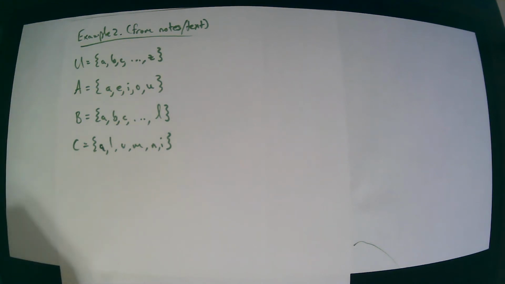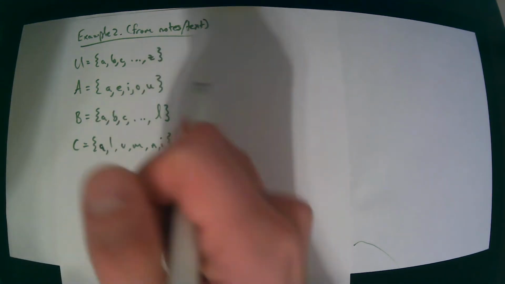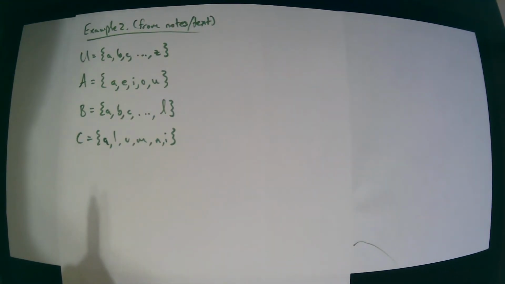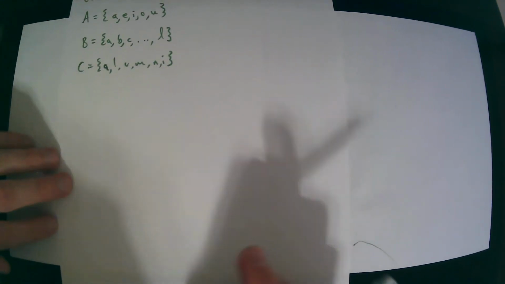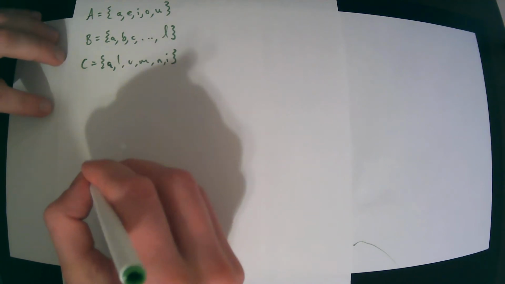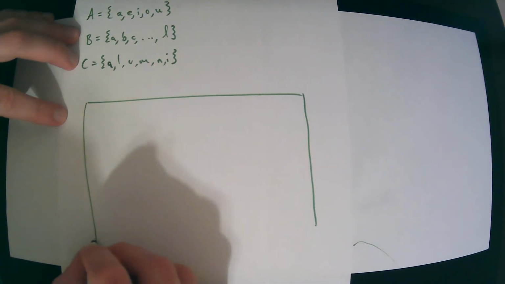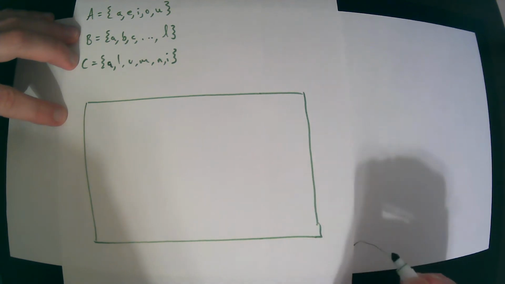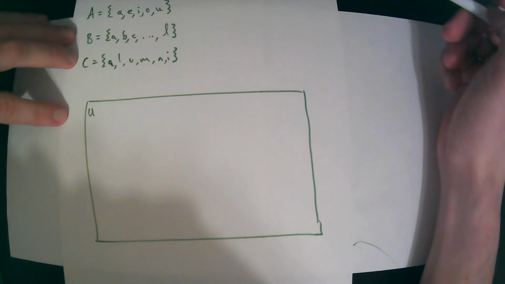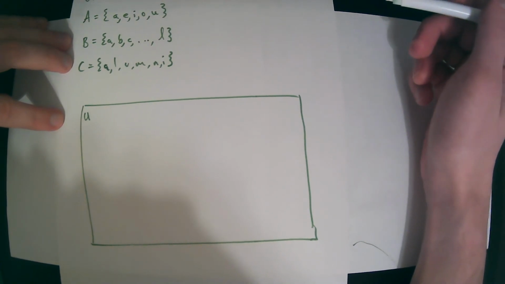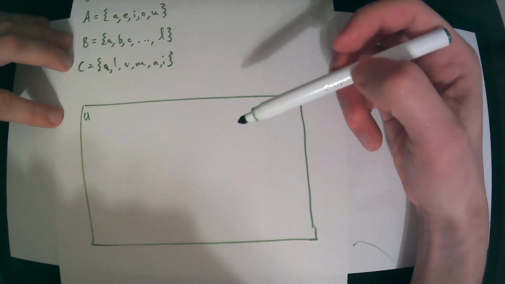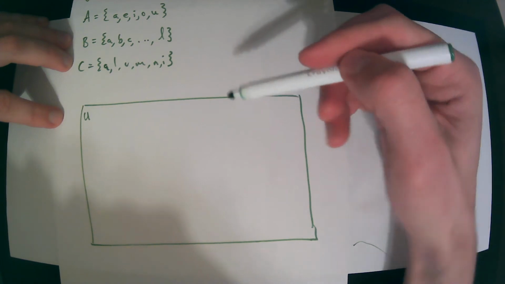Now, we want to draw a Venn diagram to show the relationship between all of these sets. I'm going to draw a very large Venn diagram, because we're going to have all 26 letters in here. Something to keep in mind is that in this Venn diagram, you're not going to see any letter written twice.